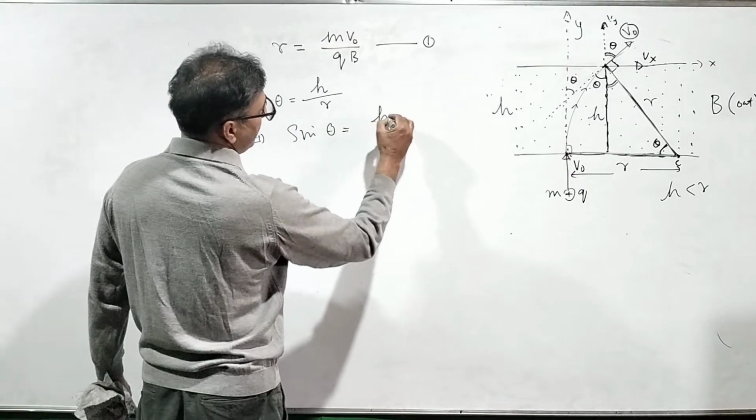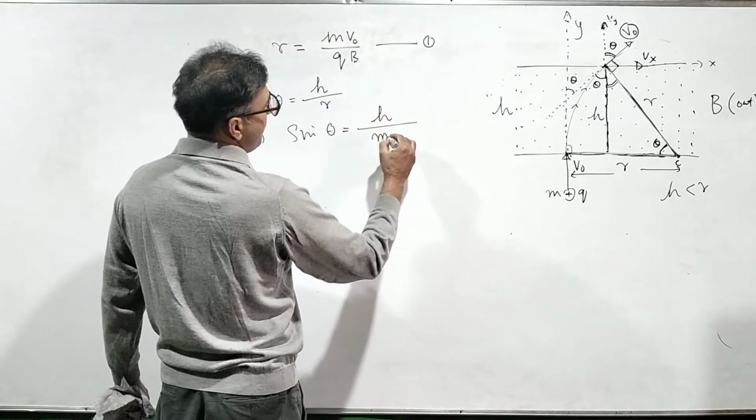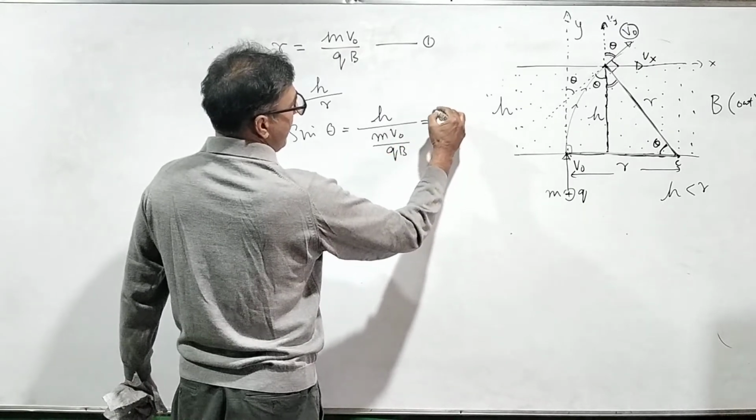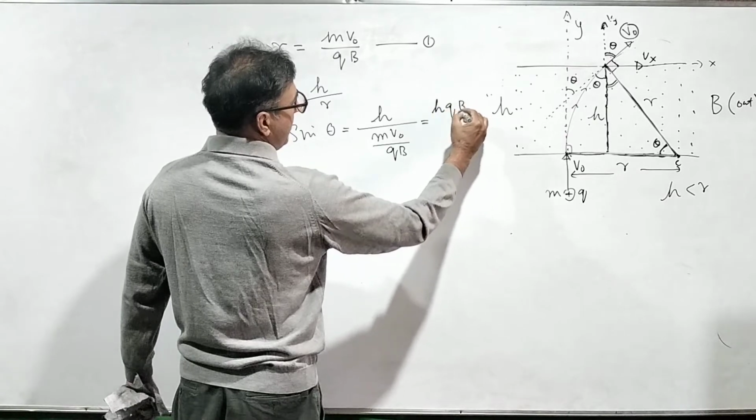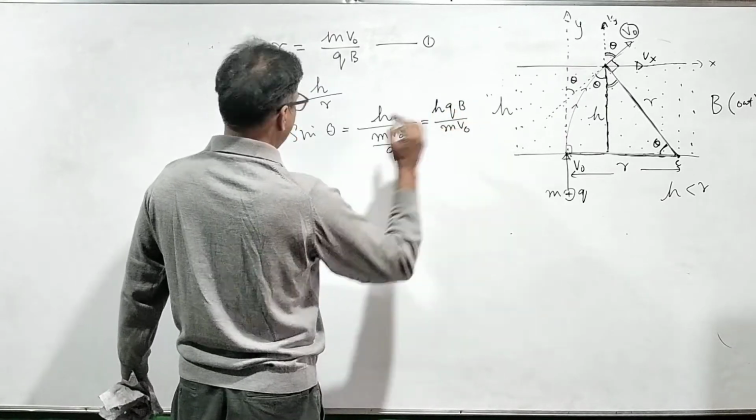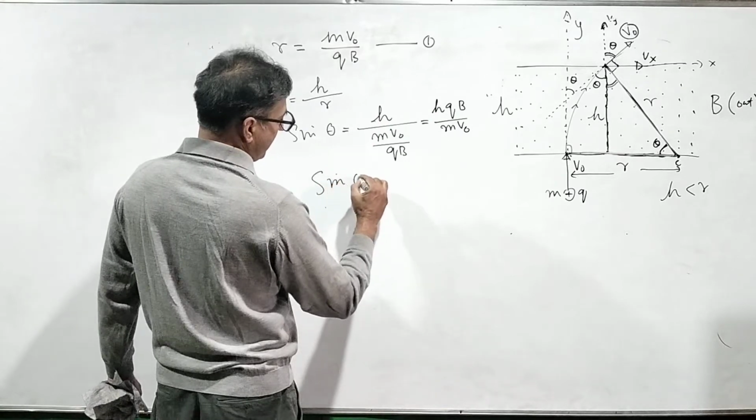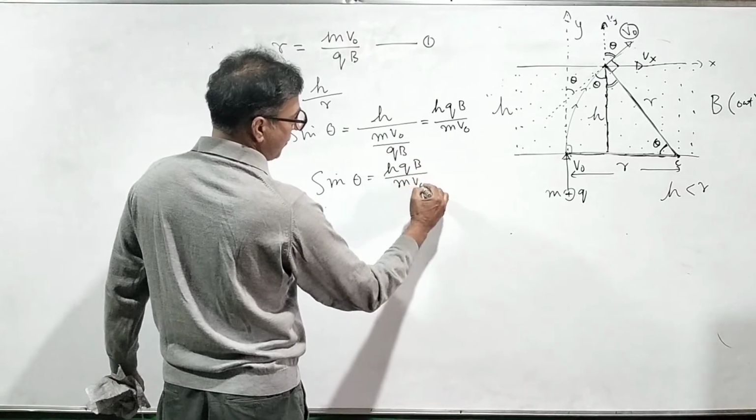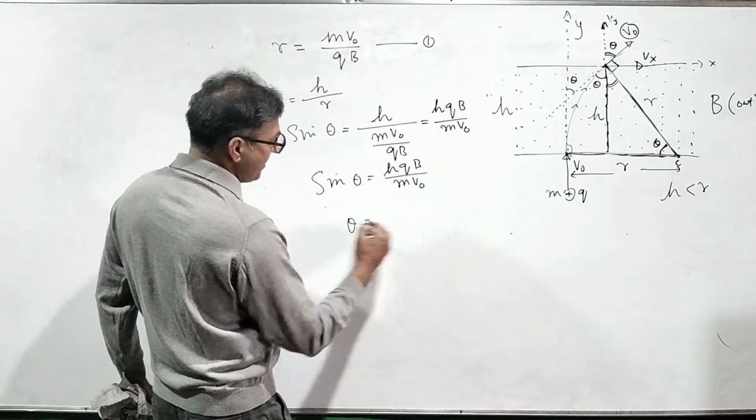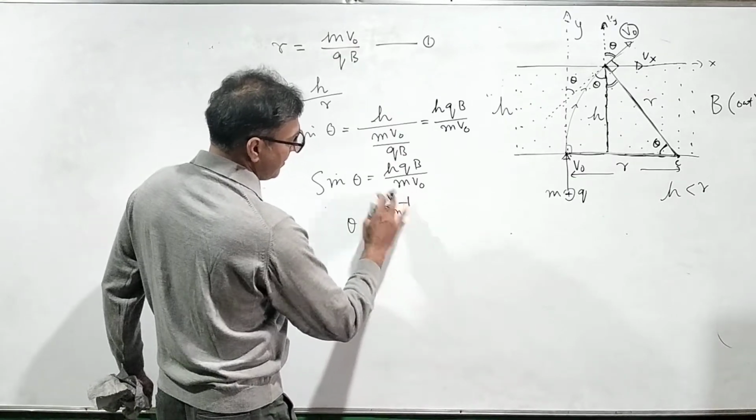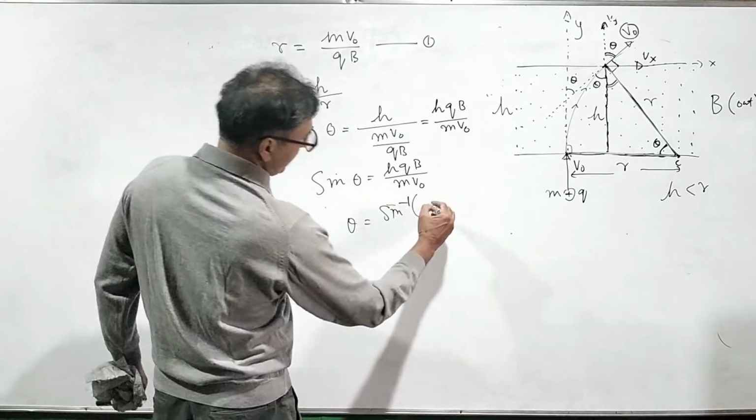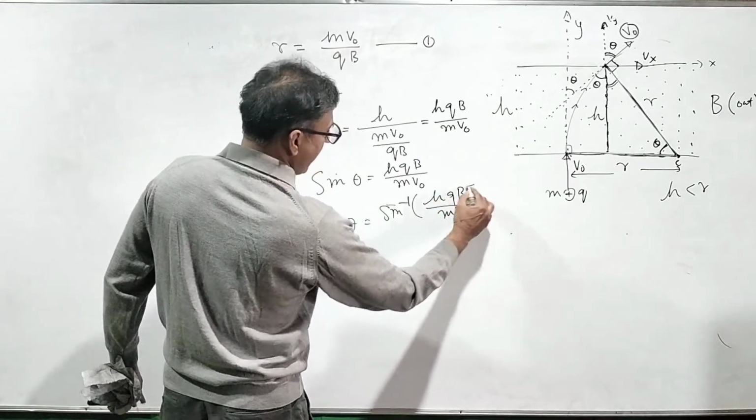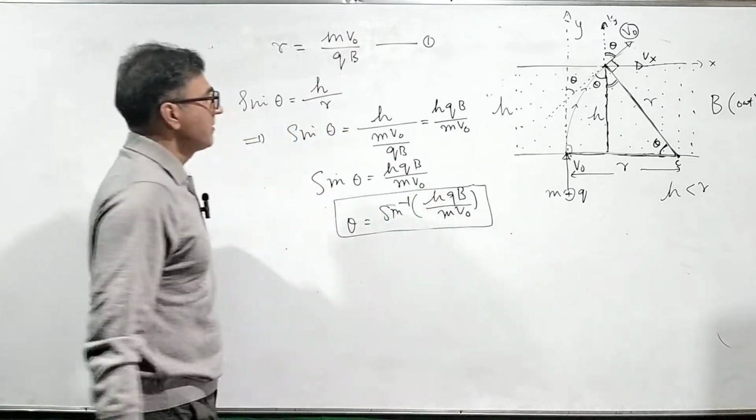That is h. That is given. What is r? That is mv0 by qB. That will make it h qB by mv0. So sine theta is equal to h qB by mv0. What is theta? That we have to find, the deviation. Sine inverse, yes, h qB by mv0. That is the answer within 3 steps.